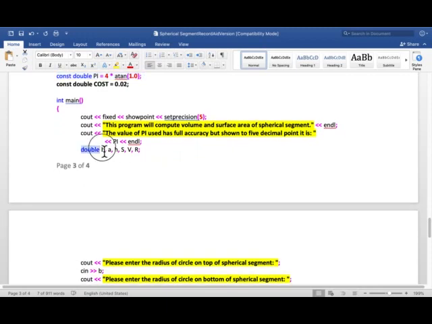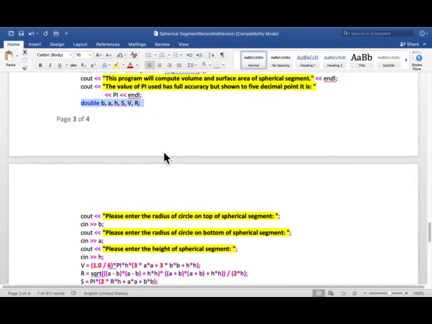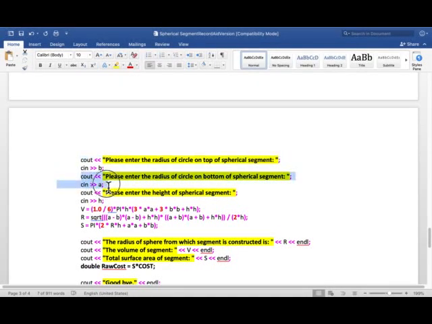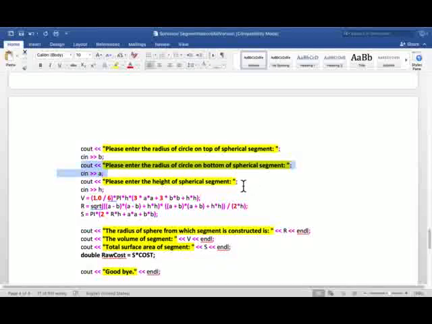I have done multiple declaration here on the same line, but this style is not accepted in labs. In a test it's okay, you could do that, but we do not accept that in the labs. Okay, and then basically B, A, and H have to be inputted. So I ask the radius of the circle on the top of the spherical segment, then I ask at the bottom. Once we learn if and else, we could test that this is larger than that, otherwise it will not be a spherical segment. And then we ask for the height.